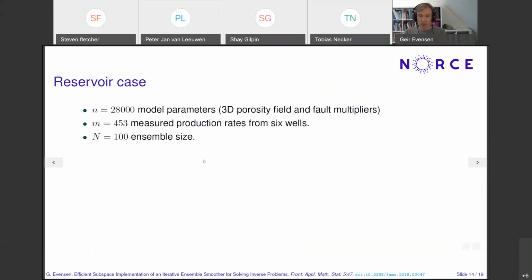And then I will show some examples from a reservoir case. In this case, we have 28,000 model parameters. It's the full three-dimensional porosity field of the model, and some additional scalar parameters like fault multipliers. We have the 453 measured production rates, and we have an ensemble size of 100 again.